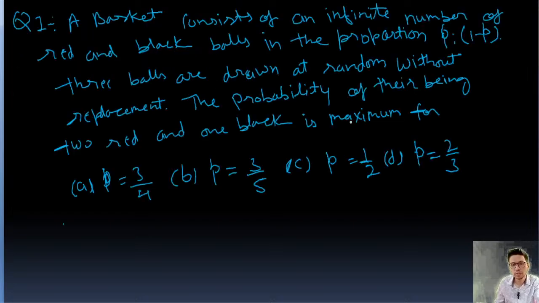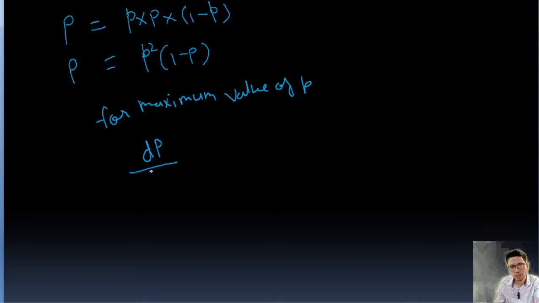Okay, so now what we have to find out is when the probability for there being 2 red and 1 black is maximum. So when will it be maximum? For a maximum or minimum we know, right? This is the probability, so for the maximum value of P, dP upon dp is going to be 0. That is for the maximum value, right?